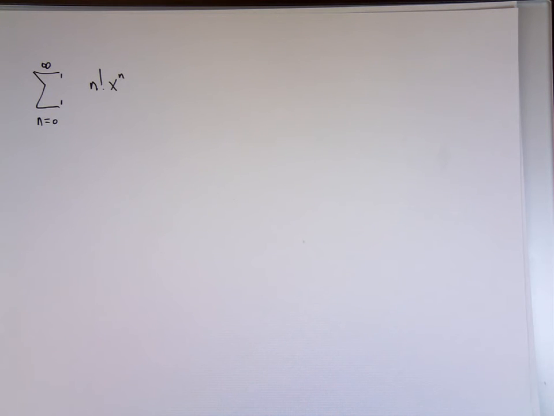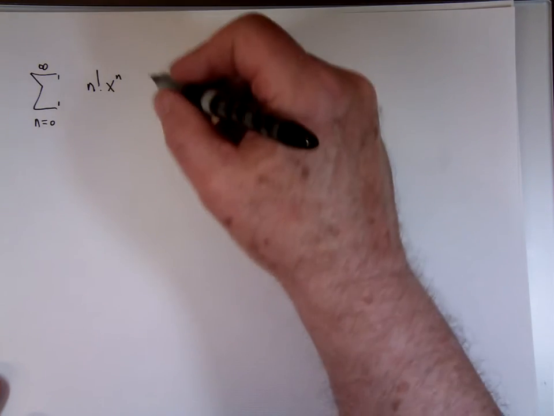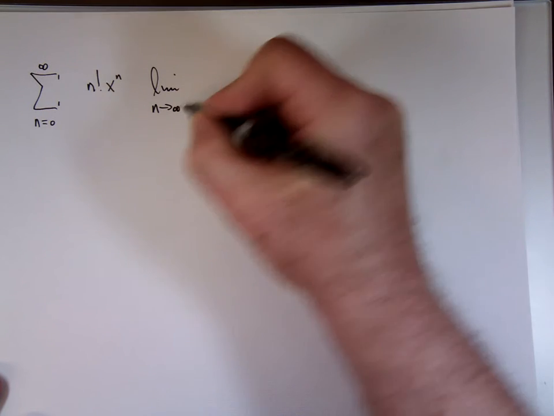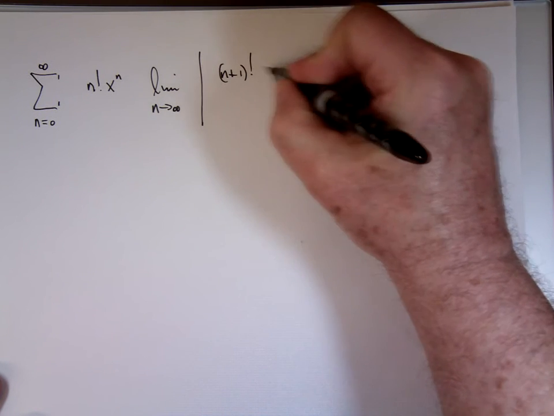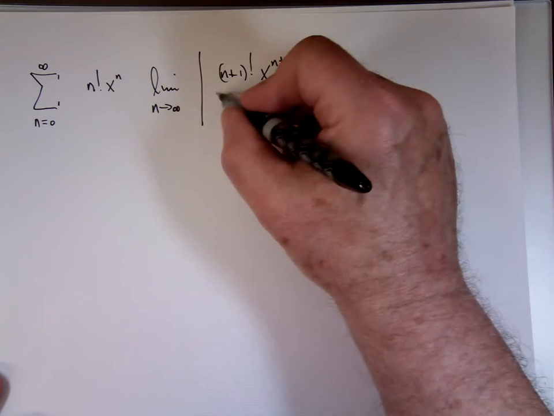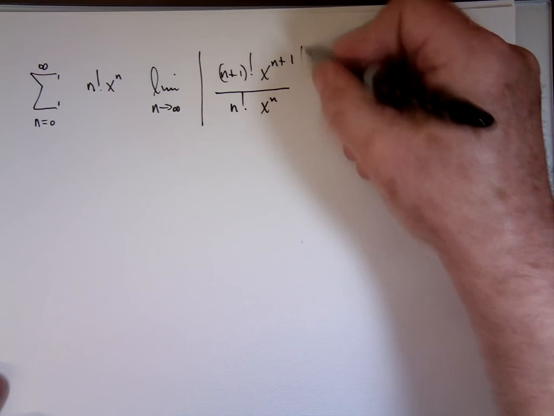All right, let's take a look at this. Here's what we're going to do. We're going to take the limit as n goes to infinity of the absolute value of the n plus first term, x to the n plus 1, over n factorial, x to the n. And we want to find the x's that cause that limit to be less than 1.